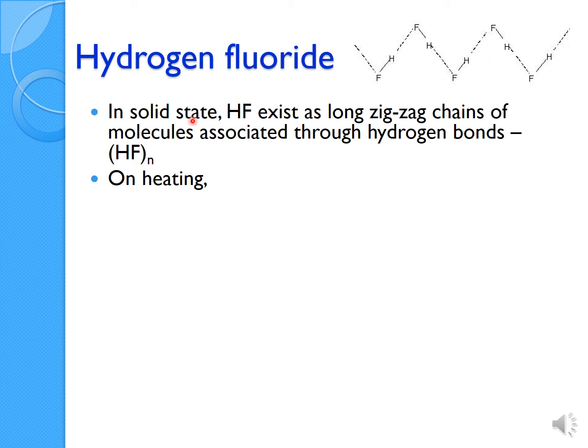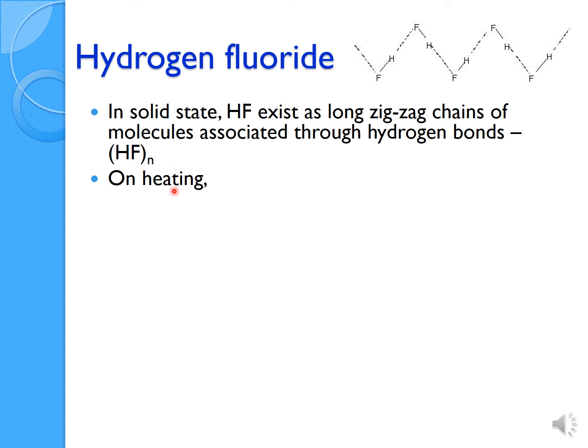So in solid state it is not correct to write the molecular formula of hydrogen fluoride as simply HF. It should be written as (HF)n. Why? Because in solid state, HF exists as long zigzag chains of molecules. A number of molecules are associated together as a long chain. So the molecular formula should be written as (HF)n.